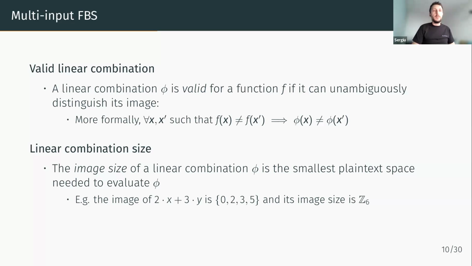because it corresponds to the maximum of the image minus the minimum of the image plus 1. So if you have a functional bootstrapping with plaintext space Z6, you'll be able to do a bootstrapping of this linear combination.